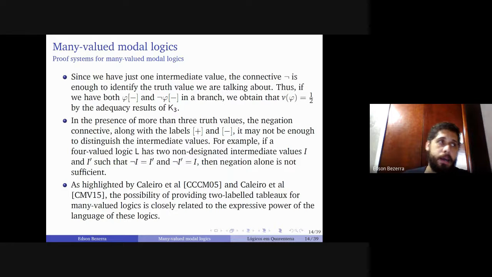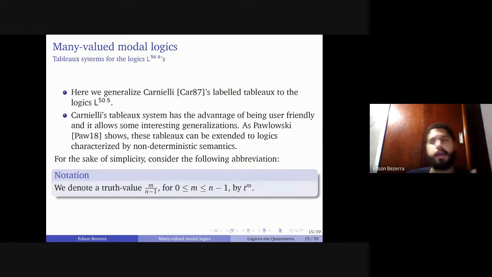We can solve this difficulty by extending these logics with connectives capable of distinguishing the intermediate values, or we can define an operator inside the logic which allows us to distinguish those values. But in this latter option, we depend on the expressive capability of the language. In the former, we can extend the system if we want to maintain these two labels. Here, I adopt a perspective proposed by Carnielli in his doctoral thesis, where he provides the label tableaux for many-valued logics. But here I extend his procedure to many-valued modal logics.